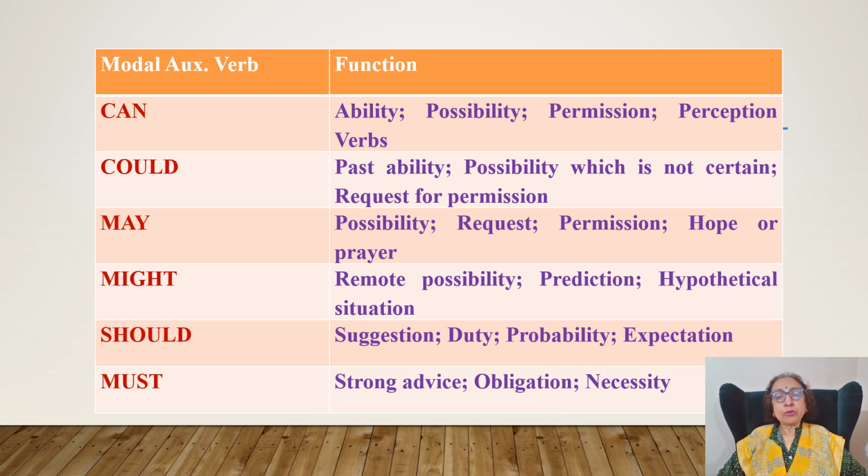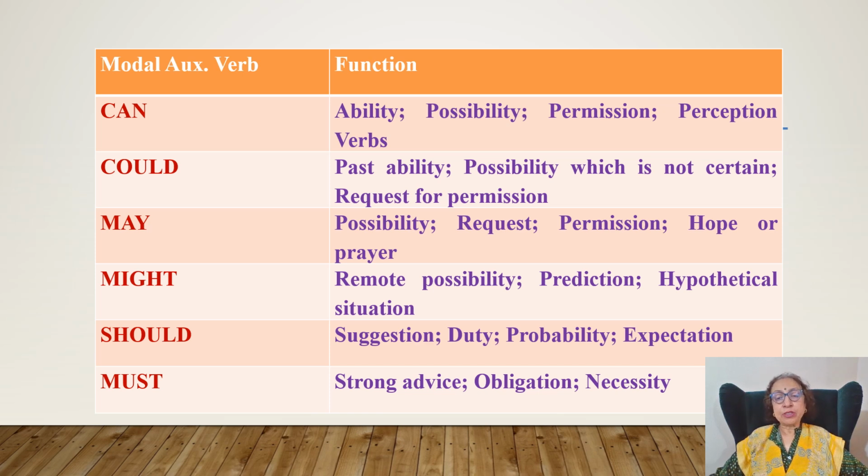Might is used for remote possibility. May is a possibility which is quite likely to happen. Might is less likely to happen. Suppose you see clouds in the sky, then you say it may rain. But if you see no clouds, but the weather forecast says that it will rain, then you say it might rain. That means no clouds are there. So you might feel that it might rain. Prediction is also there, and hypothetical situation. Hypothetical is imaginary, something which is not a real situation, but only something which you are imagining.